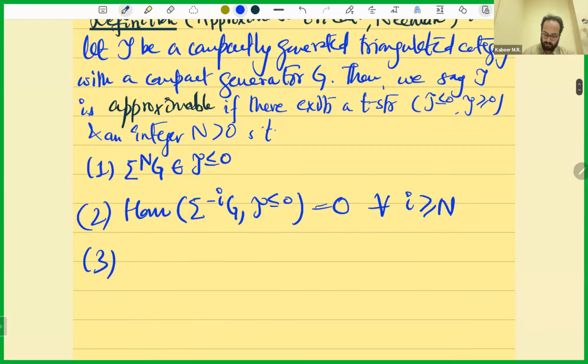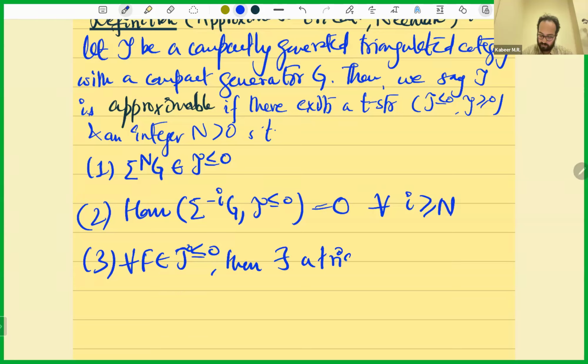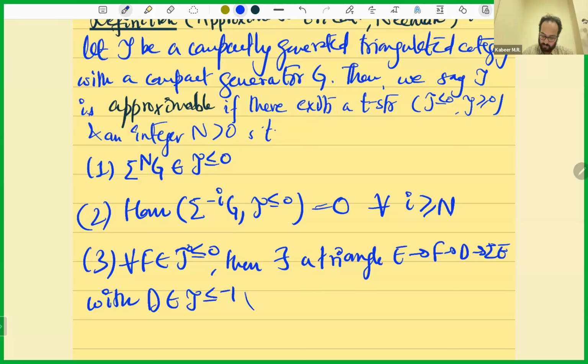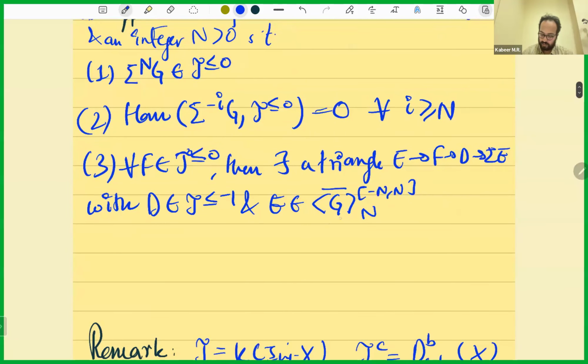And finally, the condition which is sort of the heart of the matter, again, which is the approximating condition. If something lies in the aisle of the T structure, then there exists a triangle with D lying in the shift of the aisle and E built from the compact generator in n steps. And here I should make precise what this category is.